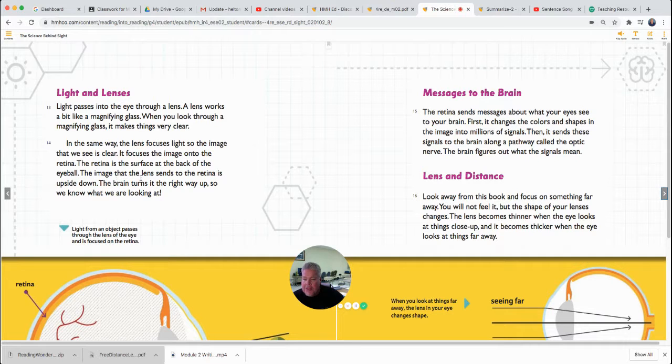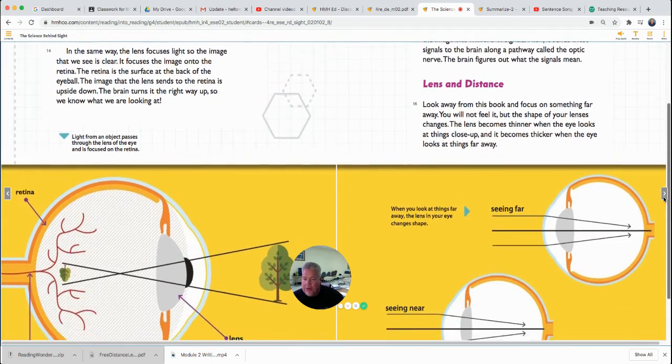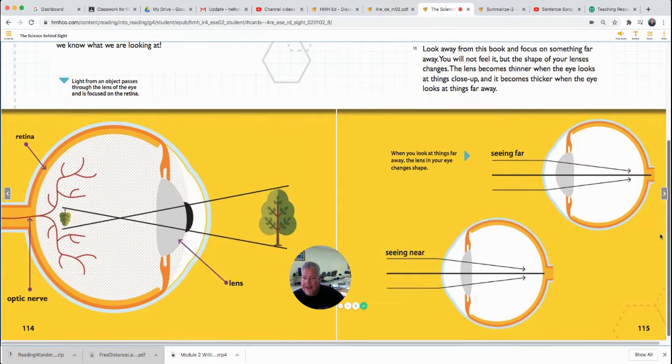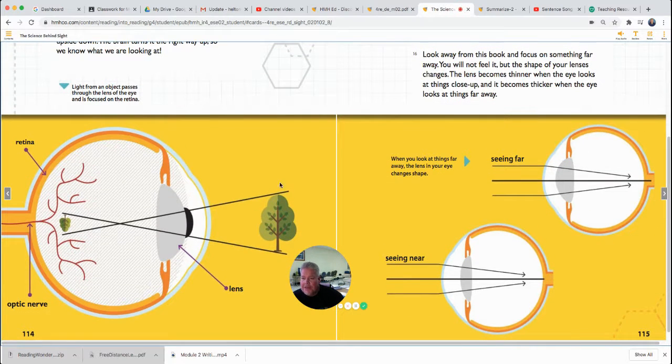The image that the lens sends to the retina is upside down. The brain turns it the right way up, so we know what we are looking at. Let's look at a diagram of that. So light from an object passes through the lens, here's the lens, of the eye and is focused on the retina, just this back part right here.